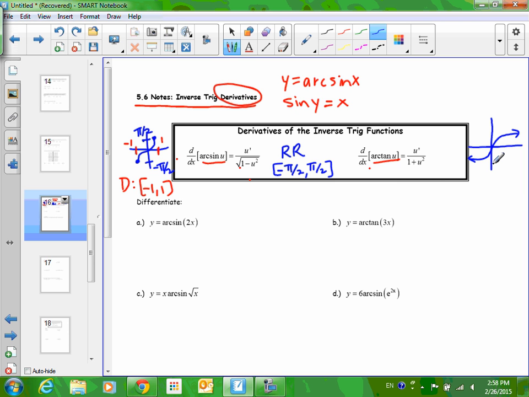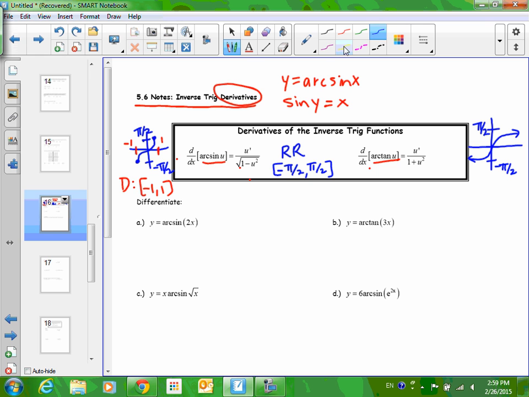In fact, that's what inverse is. It's a reflection over the line y equals x. So we still have a restricted range of negative pi over 2 to pi over 2, meaning if you take arctan of whatever, it has to be between negative pi over 2 and pi over 2.